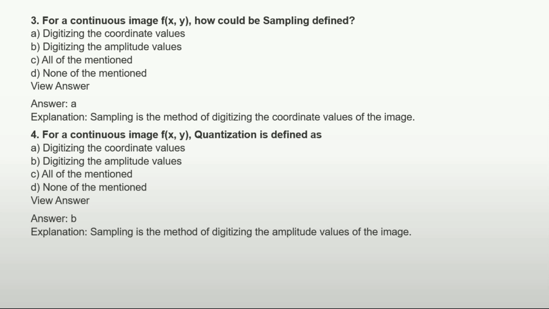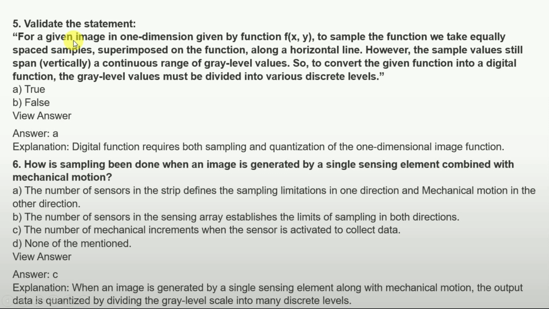So guys, be prepared. And here is a question to validate the statements. This kind of question can be given in exam as well, so be prepared for them as well. The question statement is that for a given image in one dimension given by function f of x comma y, to sample the function we take equally spaced samples superimposed on the function along a horizontal line.